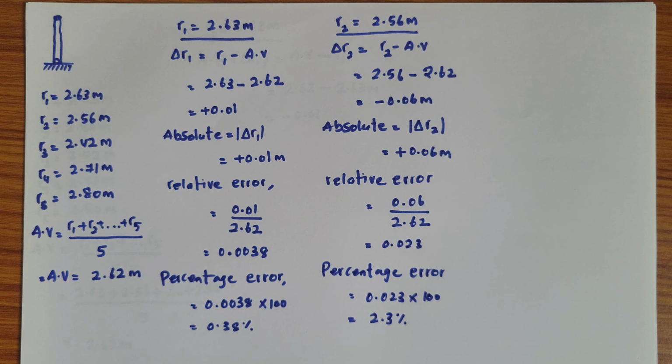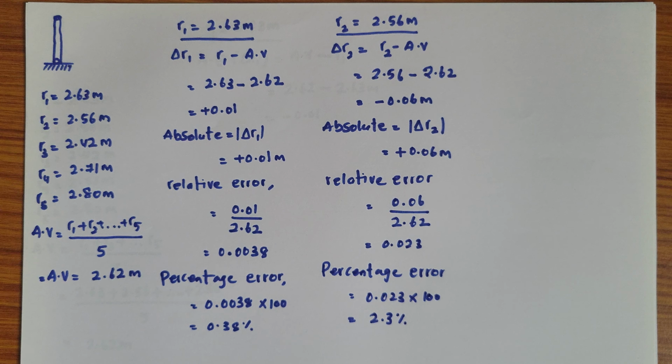Like this for R3 also, for R4 also you need to find. I will write the values for R3. You can verify. R3 value is 2.42 meters. For R3, absolute error is going to be 0.2 meters. Afterwards, relative error for R3 is going to be 0.076, and percentage error for R3 is going to be 7.6%.